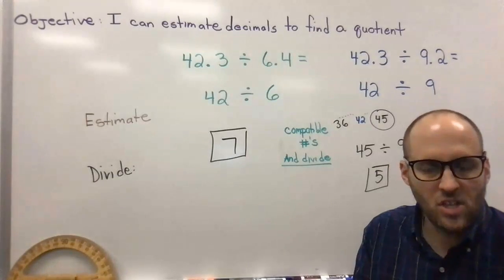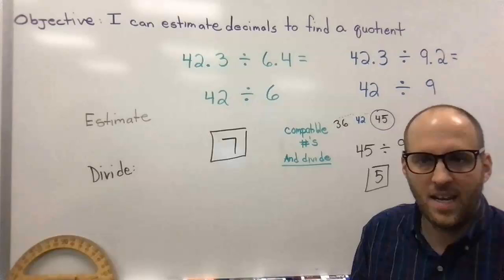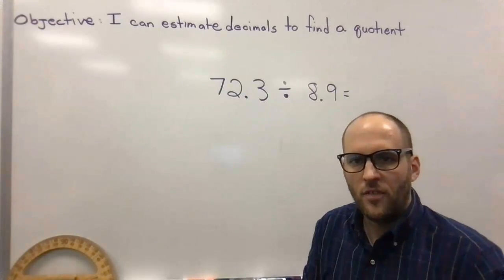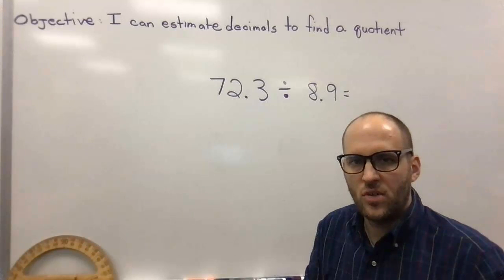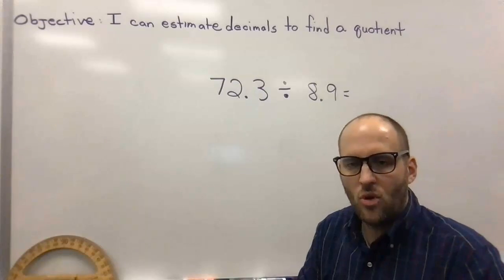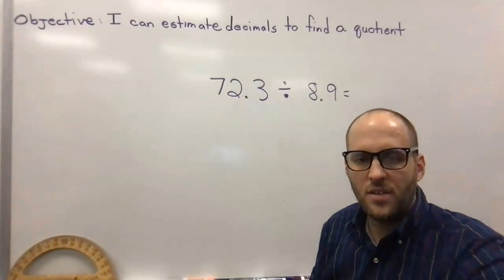So let's take a look at a couple problems so you can practice dividing and estimating, and we'll see how you do with this. For our first problem today, we have 72 and 3 tenths divided by 8 and 9 tenths. Estimate your numbers, and let's see if you can get the correct quotient.